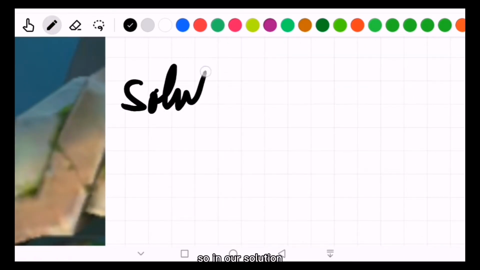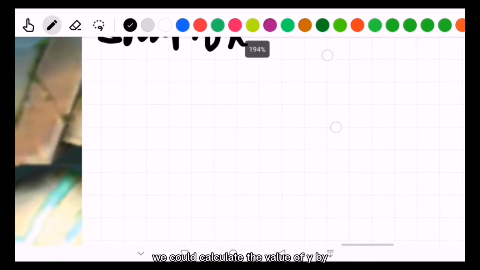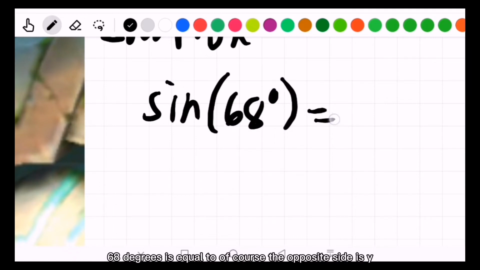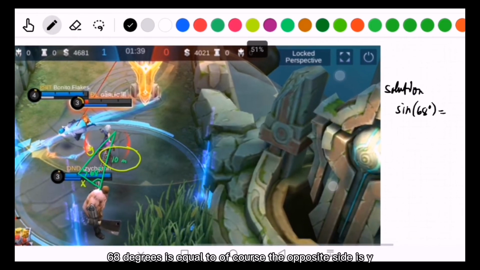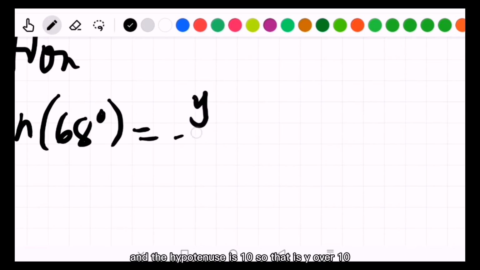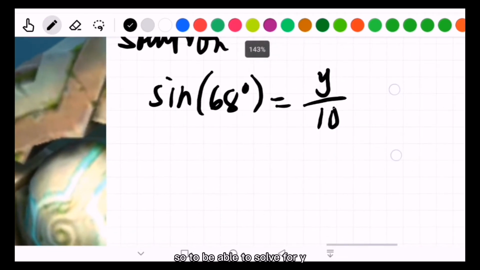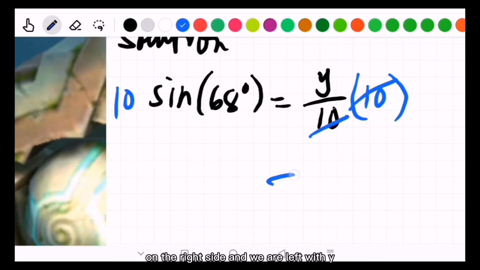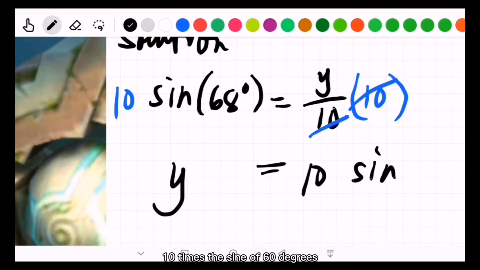So in our solution, we could calculate the value of y by sine of 68 degrees is equal to, of course, the opposite side is y and the hypotenuse is 10, so that is y over 10. To be able to solve for y, we just need to multiply both sides by 10. So that 10 will cancel out on the right side, and we are left with y. So y will be 10 times the sine of 68 degrees.